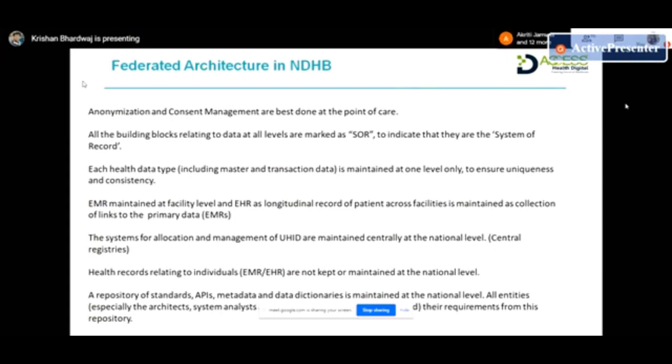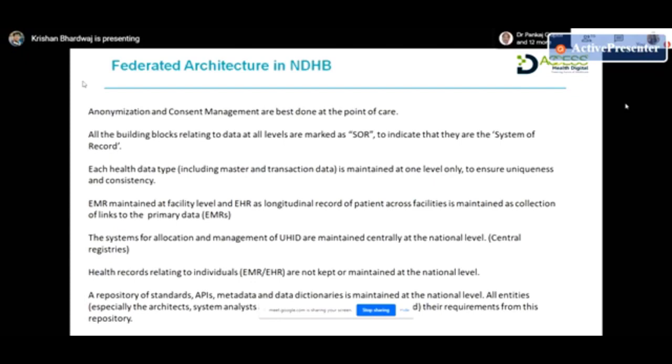Now, one very basic question and confusion that comes to people's minds is where the anonymization of data should happen, where the consent of data should happen, whether it should happen at the place where aggregation is happening, or whether it should happen at the place where generation of records is happening. So I give you one example.